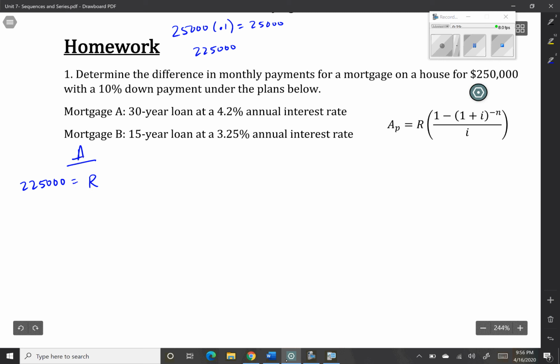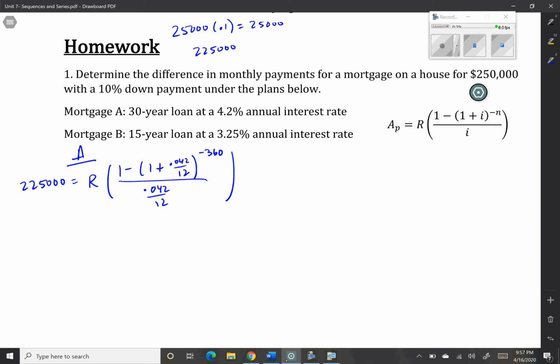I don't know the monthly payment. I have 1 minus 1 plus 4.2%, so 0.042 over 12, all to the negative 360. 30 years is 360 payments, all divided by 0.042 over 12. Notice I'm using a fraction there. That's not going to be a nice decimal for us. So now I have to type into my calculator this big messy parenthesis and see what we get.